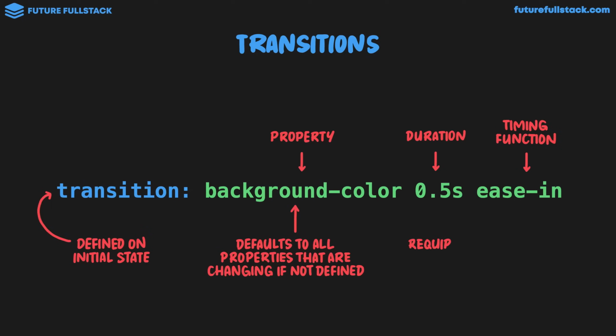The duration is required, and the timing function defaults to ease if not defined. Ease is just one of the timing functions, so if we don't specify a timing function, it will just be ease. And we will explore timing functions in a bit more detail soon. So let's go play around with this inside VS Code.